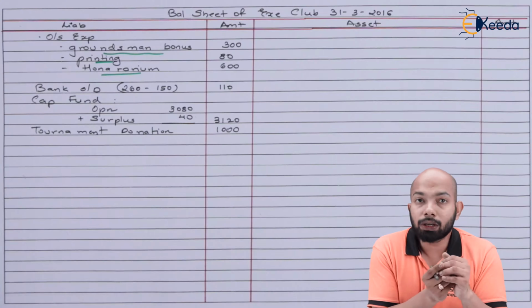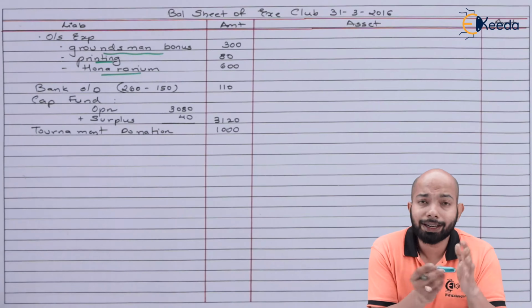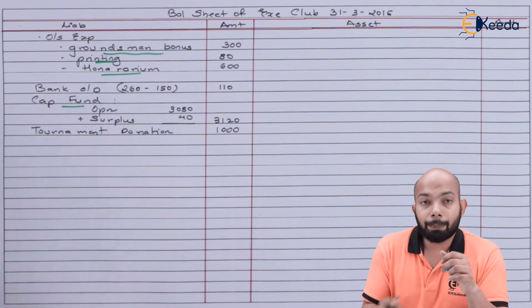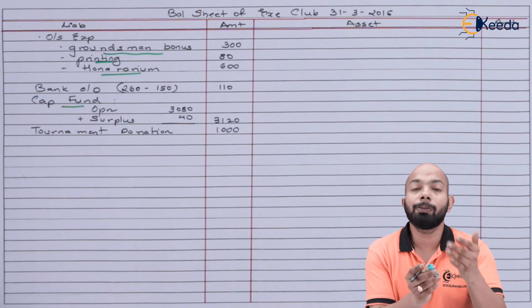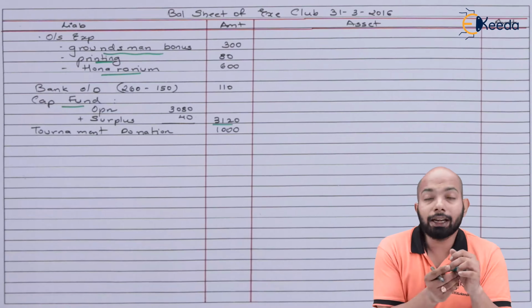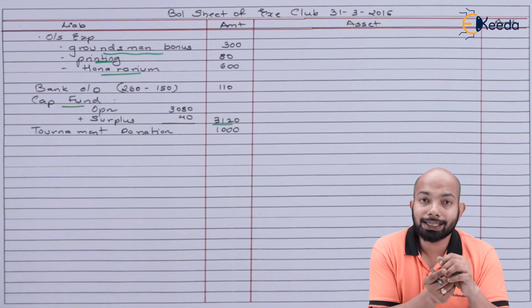After that, we have the bank overdraft. That means the opening balance was 260, closing was 150. That means 110 is still there, which is an overdraft here. Capital fund is the special fund, that is, the opening balance plus the surplus that we have will be added to the capital fund. And the tournament donation that was mentioned in the receipts and payments account comes under this category.